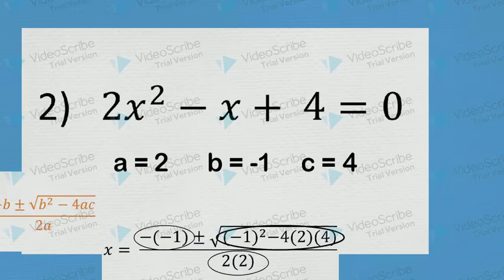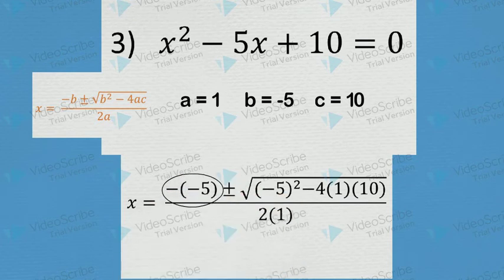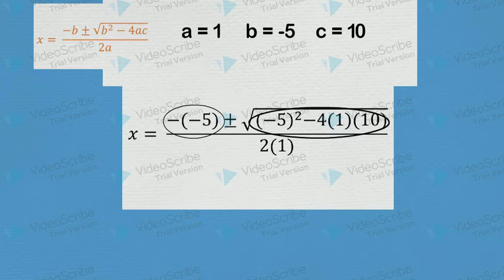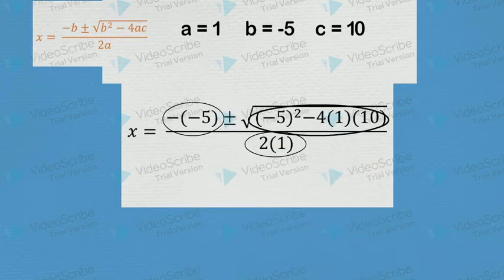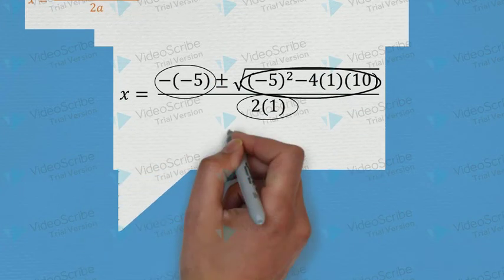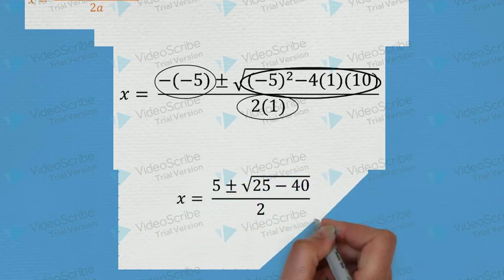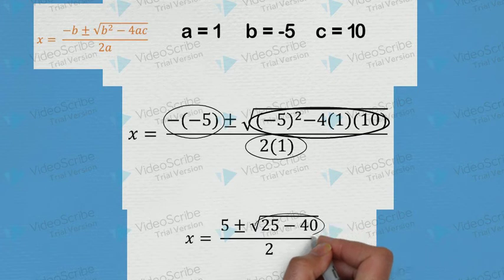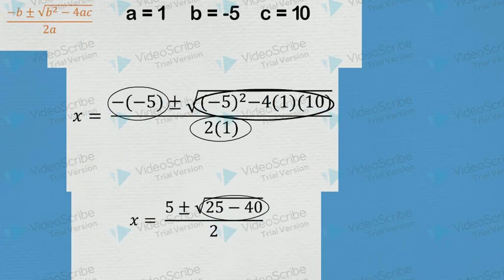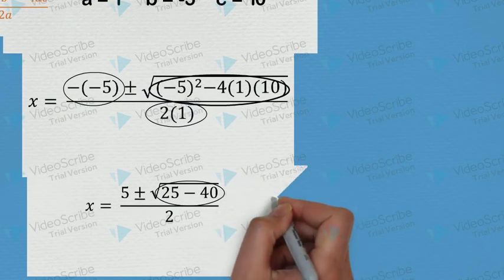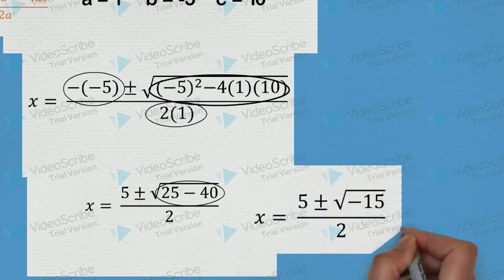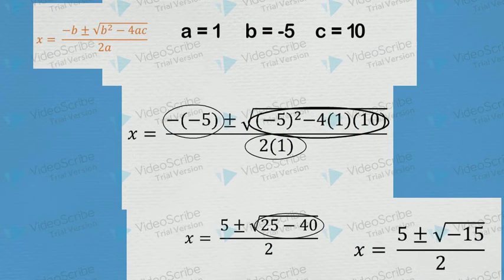Okay, let's look at number 3. X squared minus 5x plus 10 equals 0. First, we will simplify. You should have had 5 plus or minus the square root of 25 minus 40, all over 2. If we simplify what's under the radical, you'll get negative 15, which would give you x equals 5 plus or minus the square root of negative 15 all over 2.